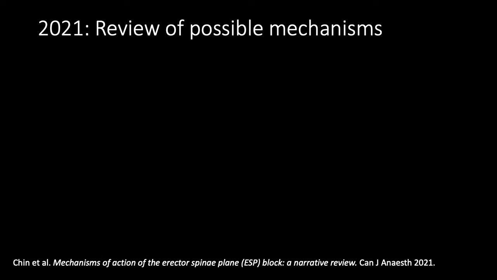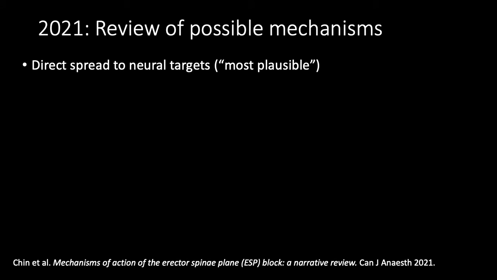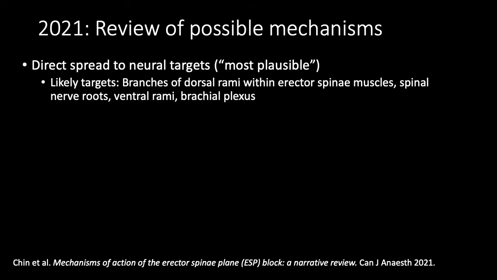So a 2021 review article by Chin et al. reviews all the possible mechanisms for analgesia from the erector spinae plane block. They conclude that direct spread to neural targets is, quote, the most plausible mechanism for analgesia. And based on multiple cadaver studies, they conclude that the most likely targets would be spread to the branches of the dorsal rami, which would innervate the back of the body. And many of those branches live within the erector spinae muscles. So you can imagine how that is a very plausible mechanism.